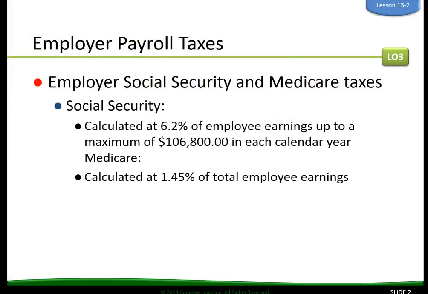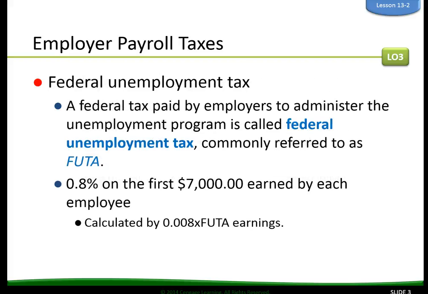So first of all, employer payroll taxes. Employer Social Security and Medicare taxes. We've got Social Security first. It's calculated at 6.2% of employee earnings up to a maximum of $106,800 in each calendar year. Then we have Medicare. That should actually be bumped out a little bit so it's equal with Social Security. Medicare is calculated at 1.45% of total employee earnings with no maximum.